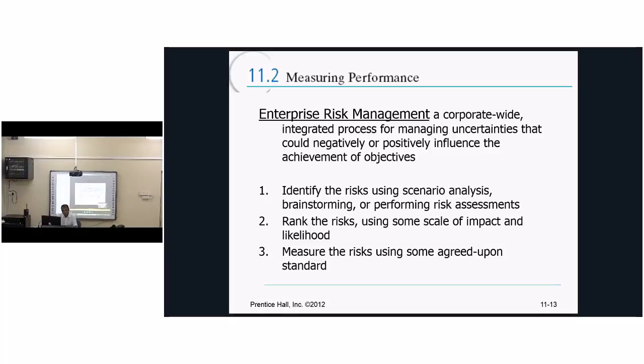So the first step in enterprise risk management is to identify the risks, identifying what risks will be there in the business. Perhaps, if possible, to identify the possible future risks, which is a more difficult thing.